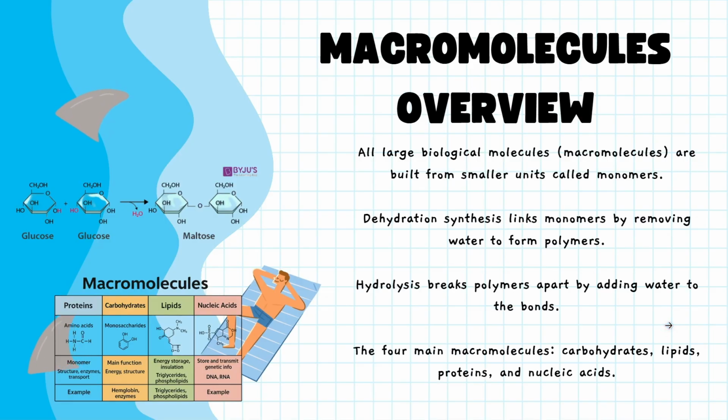All big biological molecules, or macromolecules, are made of smaller pieces called monomers. You connect them by dehydration synthesis, which removes water, and break them apart by hydrolysis, which adds water. The four big macromolecule groups are carbohydrates, lipids, proteins, and nucleic acids.